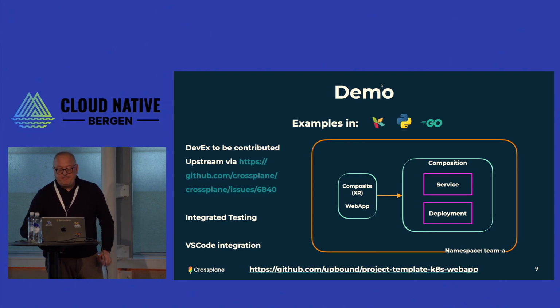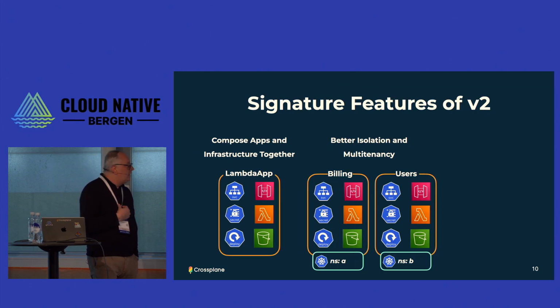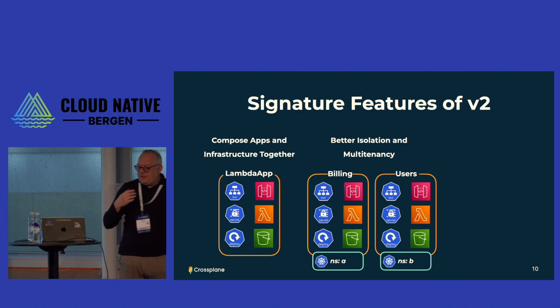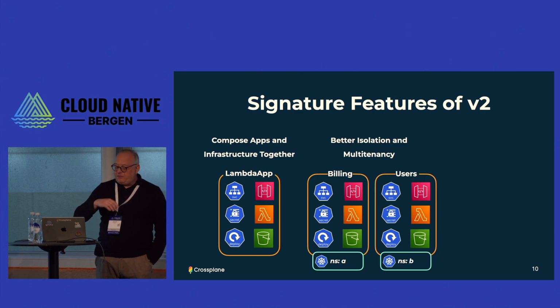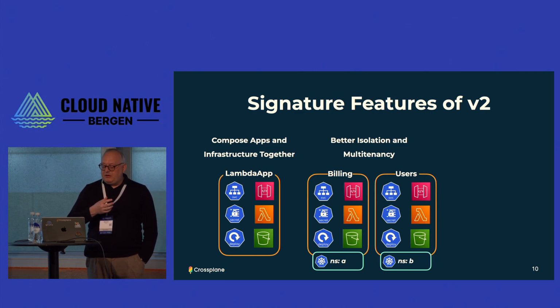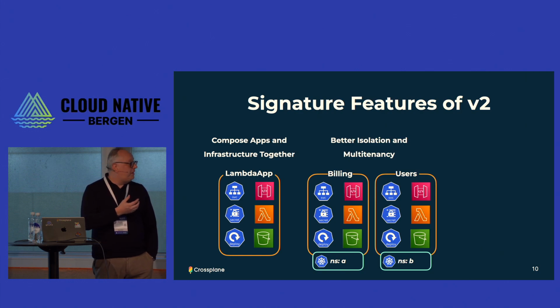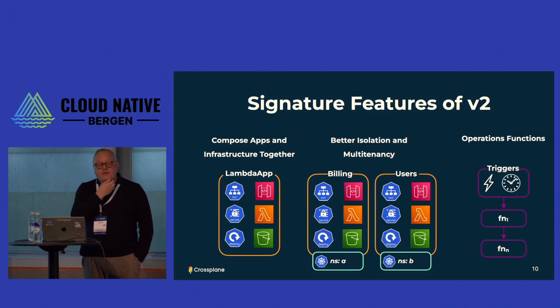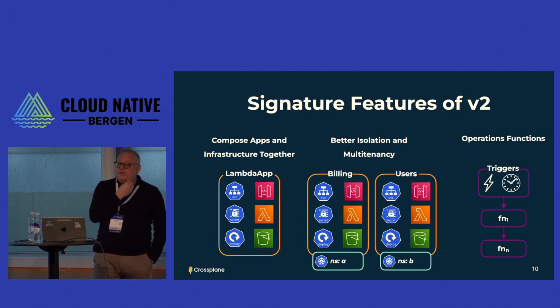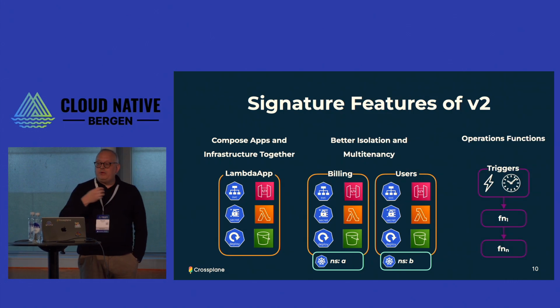Okay. All right. So that's kind of some of the figure of V2. So first, we're composing apps and infrastructure together, better isolation and multi-tenancy. And then we're going to talk about something really cool that's built upon kind of the real-time engine of Crossplane, and that's something called operations functions. All right, so this is a big need in infrastructure, like how do we run things that are outside of managed resources?